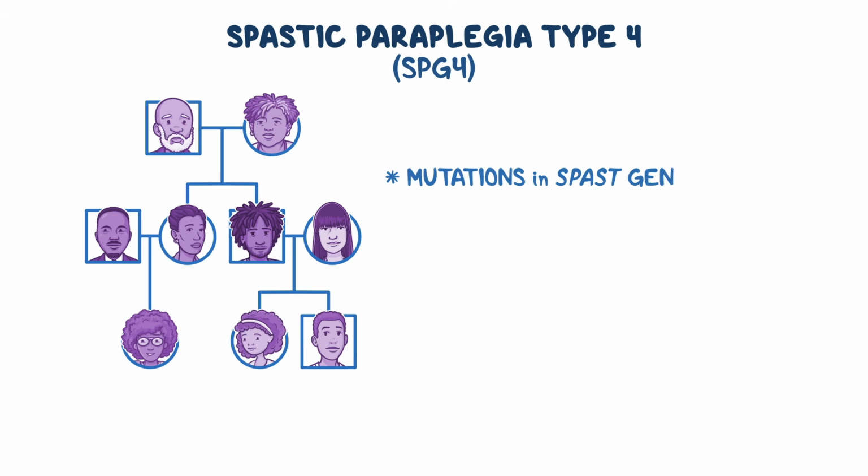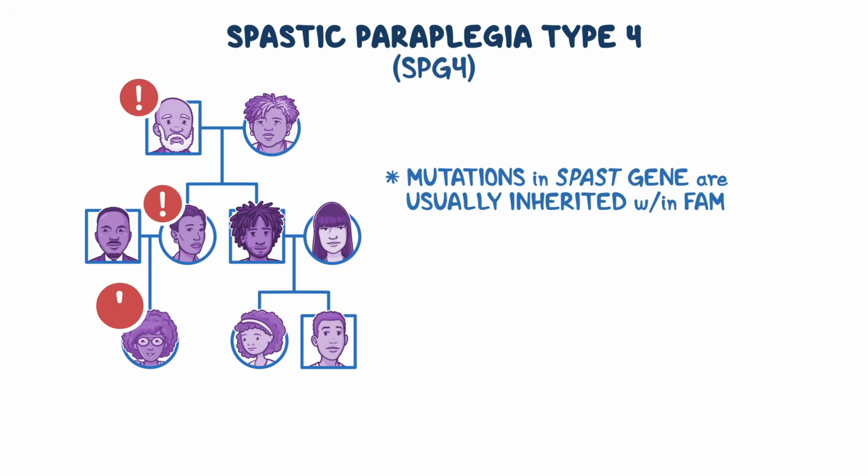Mutations in the SPAST gene are usually inherited within families. However, the severity and age of onset can vary, even among family members with the same mutation.